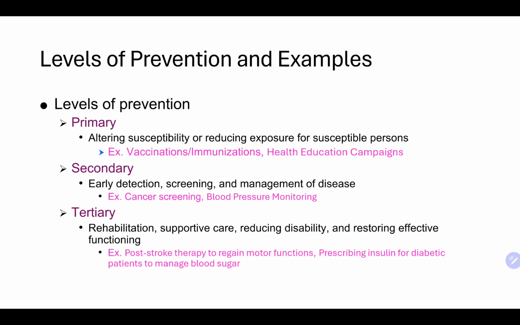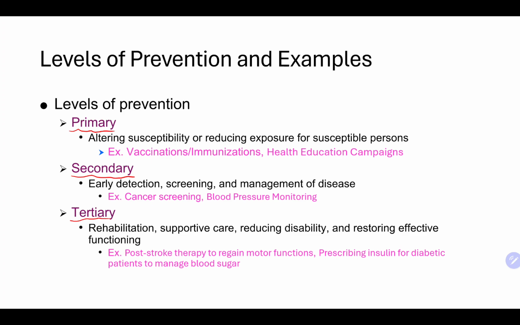When we look at the levels of prevention and some examples, we have primary prevention, secondary prevention, and then tertiary prevention. Primary prevention is going to be associated with altering the susceptibility or reducing exposure for susceptible persons. Examples of primary prevention are vaccinations or immunizations. A typical 17, 18-year-old about to go off to college is going to receive a meningitis vaccine. So that's an example of primary level of prevention. Or even a health education campaign, reducing exposure.